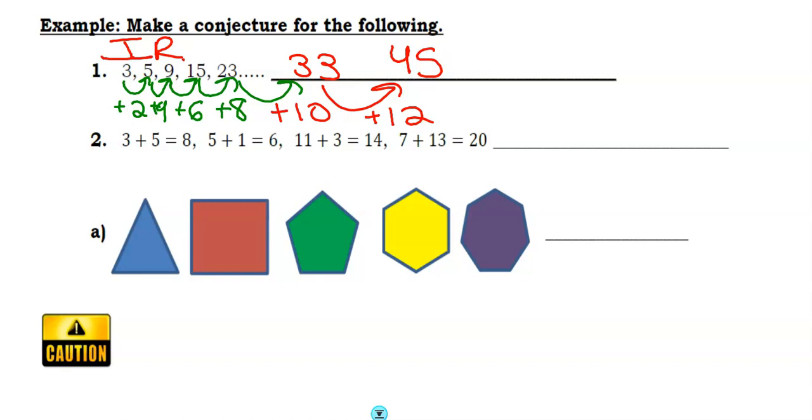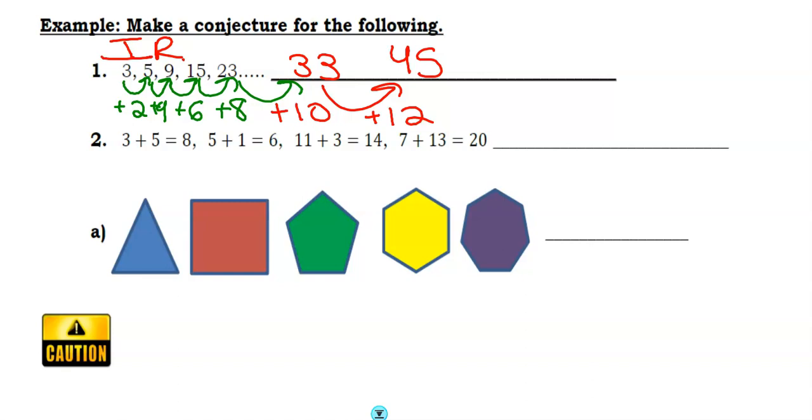Okay, so 3 plus 5 is 8. 5 plus 1 is 6. 11 plus 3 is 14. 7 plus 13 is 20. So what are we doing? It looks like I'm going 3 to 5, and then the next number over is 5. So what on earth is happening with this pattern? Is there any logic to what is going on from one number to another?